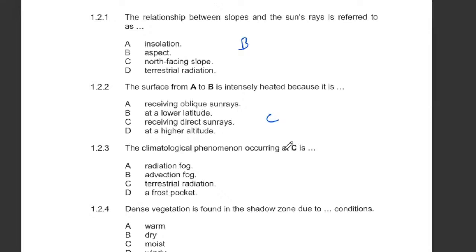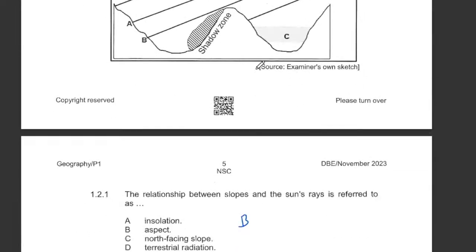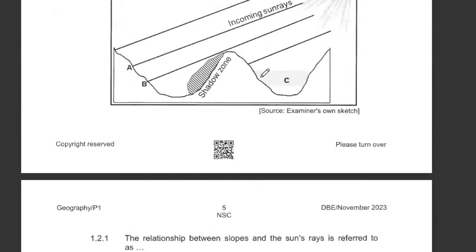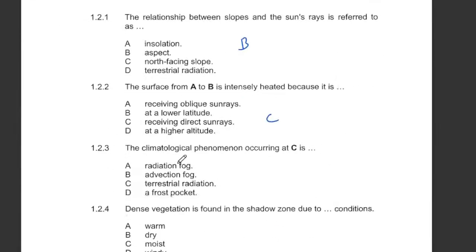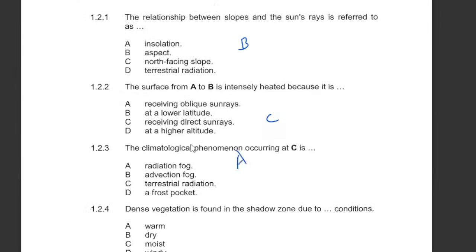The climatological phenomena occurring at sea is this here. Therefore, when you look at the options that are given: advection fog, when warm air passes over a cold surface; radiation fog, when it's cooling close to the Earth's surface through terrestrial radiation, when warm air rises at night; and frosty pockets. So when you check C, C is here. So frosty pockets or radiation fog, condensation. So the answer here is A.